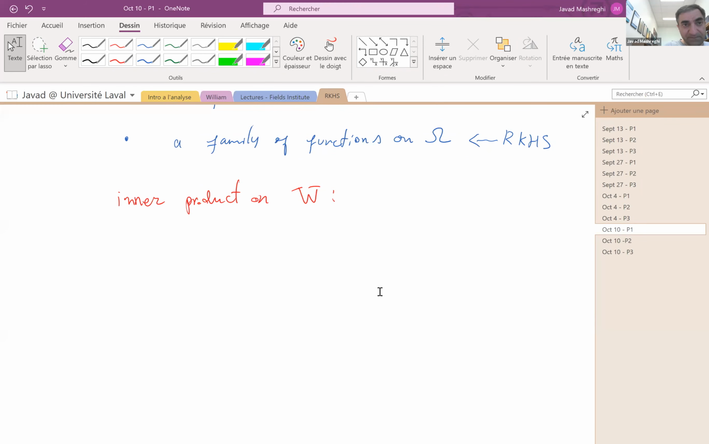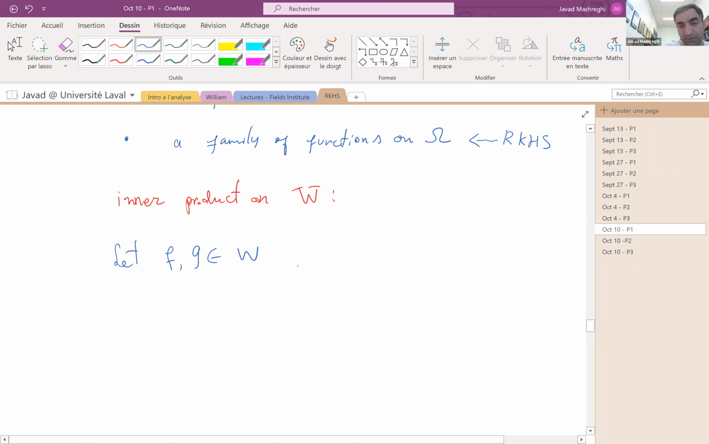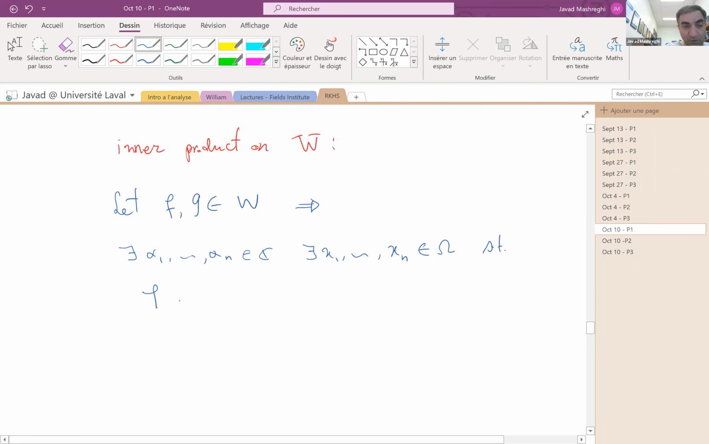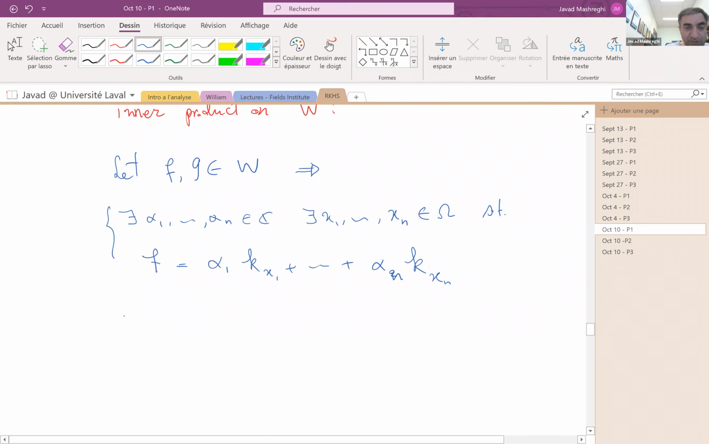Let F and G be in W. Therefore, for F, there are alpha 1 up to alpha n, complex numbers, and there are points x1 up to xn in omega, such that F is alpha 1 little k x1 plus alpha 2 little k x2, and finally alpha n little k xn. That's true. No problem with that. And the same for G.